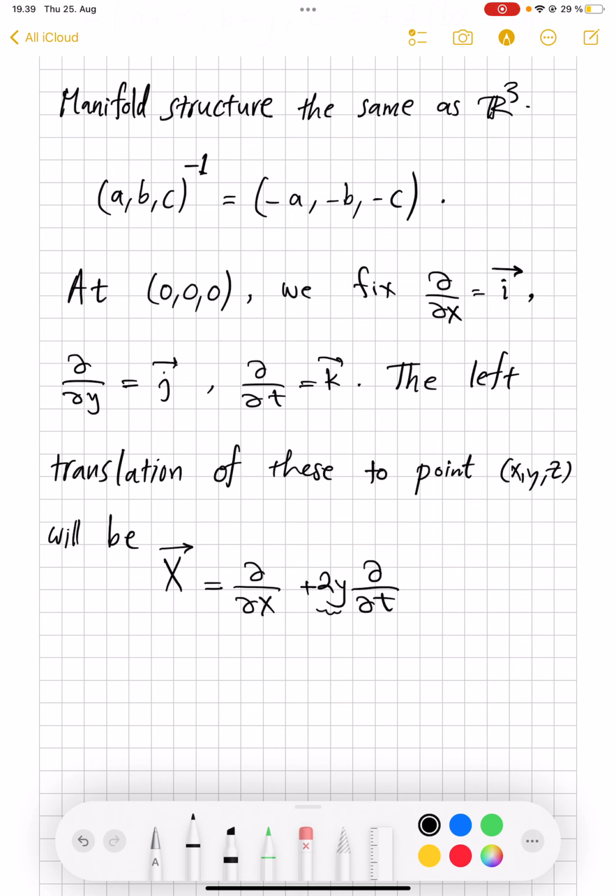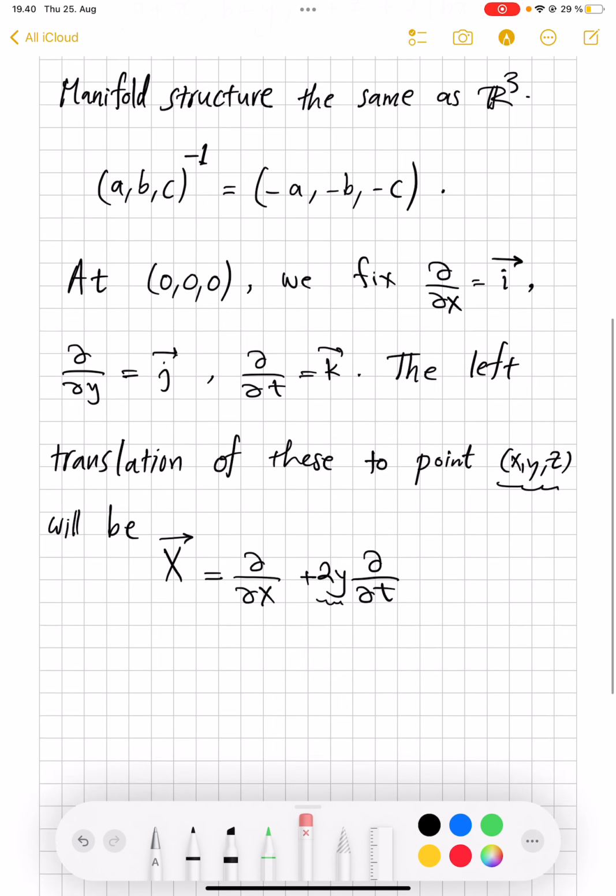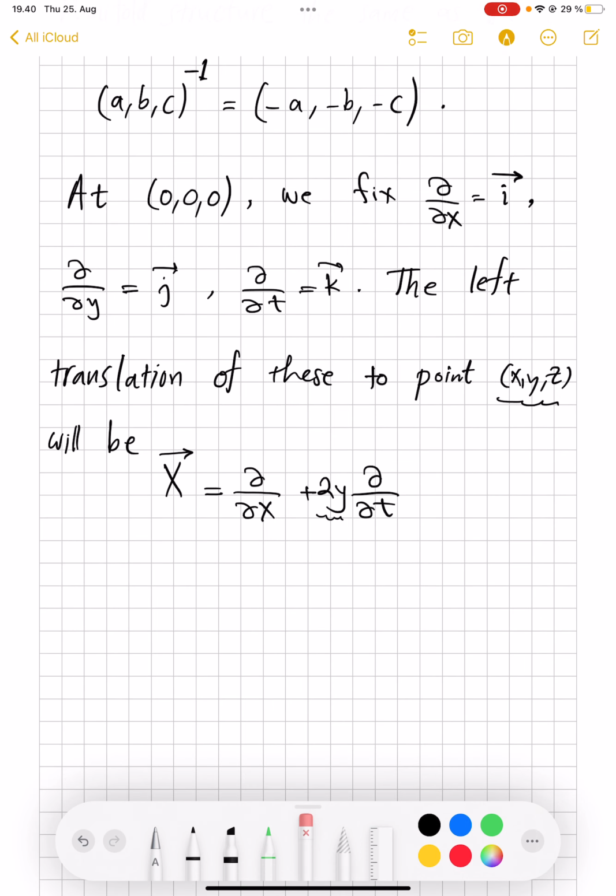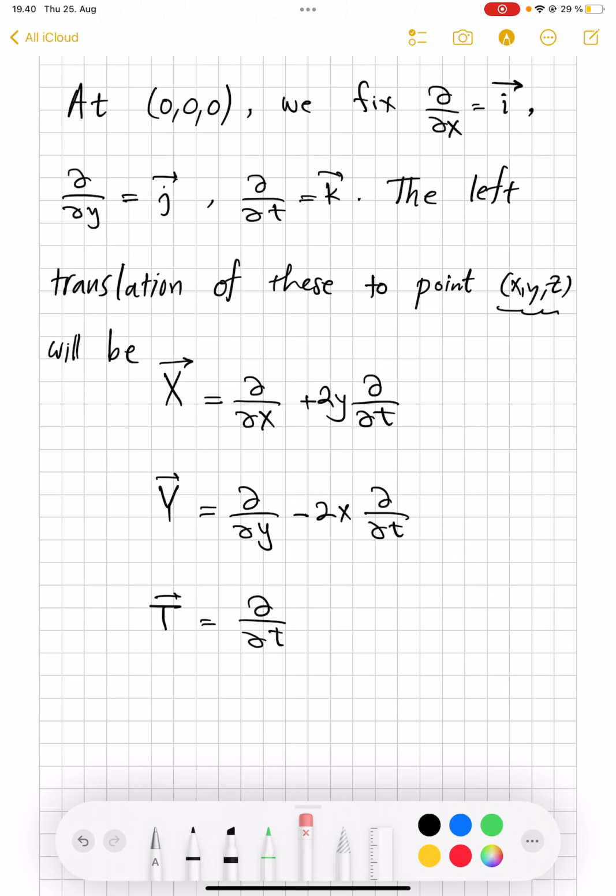So this is just a real number coming from the base of this point, and of course these are the usual i, j, and k vectors in the standard R3, if you wish. So the vector y, which is the translation of the j vector, will have this minus 2x partial t, and finally the left translation of the vector k will remain itself. So this will agree with, if you translate it to any other point, it's again just partial t.